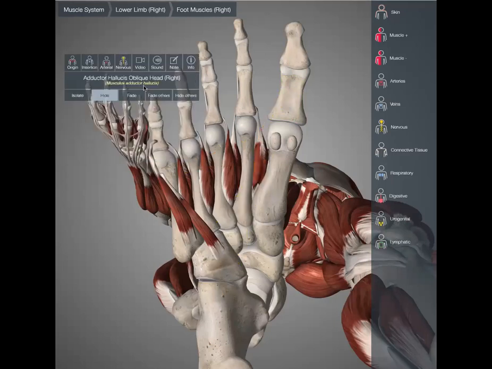And the function, of course, is adduction of the greater toe, as I said, and it's innervated by the deep branch of the lateral plantar nerve. Okay.